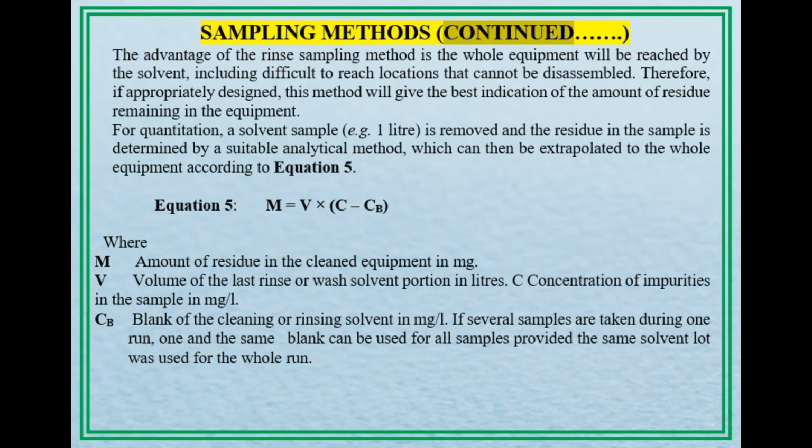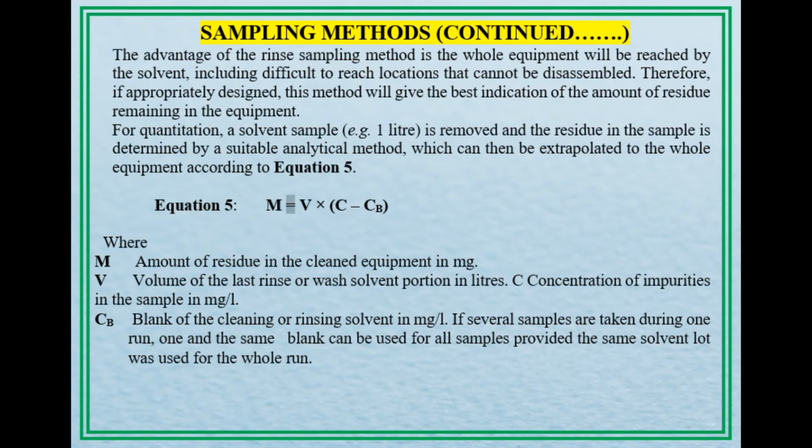Sampling methods, continued. The advantage of the rinse sampling method is that the whole equipment will be reached by the solvent, including difficult-to-reach locations that cannot be disassembled. Therefore, if appropriately designed, this method will give the best indication of the amount of residue remaining in the equipment. For quantitation, a solvent sample, for example 1 liter, is removed and the residue in the sample is determined by a suitable analytical method, which can then be extrapolated to the whole equipment according to equation 5.